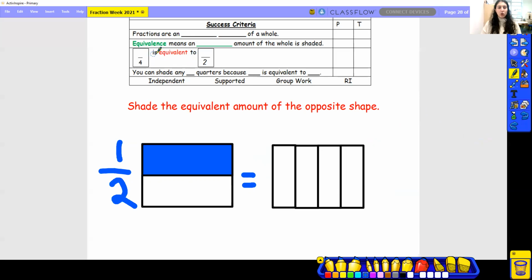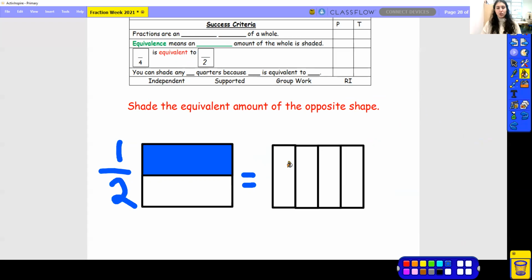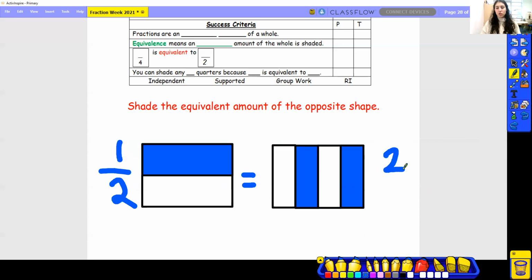And how much is equivalent to 1/2? How many quarters is equivalent to 1/2? That's right. Well done if you said 2. There you go, 2 quarters. Did it have to be those 2 quarters that I shaded? No, I could have shaded those 2, or those 2, or those 2, or those 2. It doesn't matter which 2 quarters I shade as long as it is only 2 of them. So 2 out of my 4 parts have been shaded and they are equivalent.